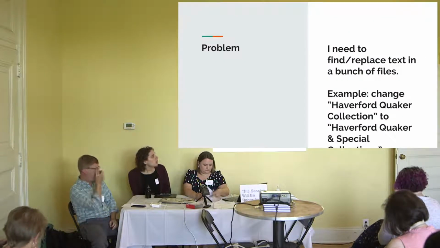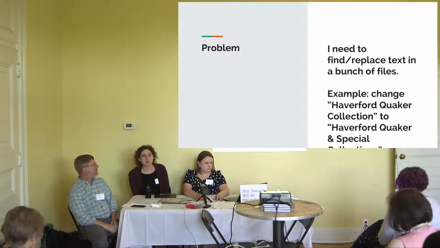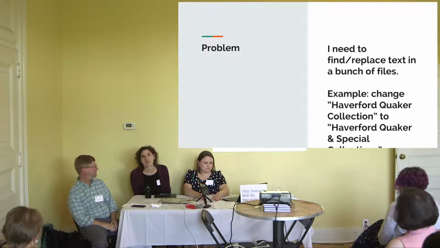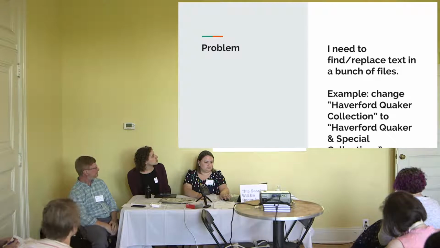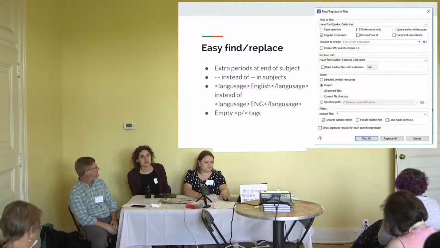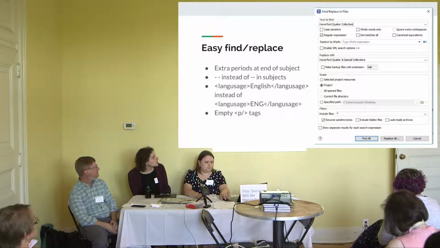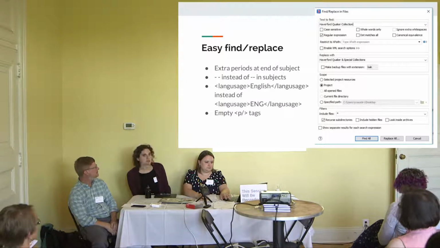So here's an example of a problem. Say I need to find and replace text in a bunch of files. My example here is that a repository has changed the name they like to refer to themselves in records. This is super easy in Oxygen. There's a find and replace, and so I just put in the text to find and the text to replace. It'll do it in all the files. Fabulous. It's good for that use case.